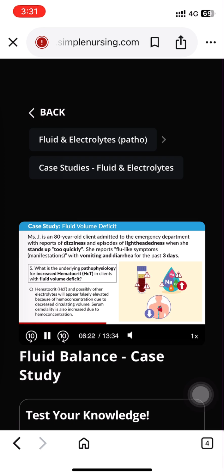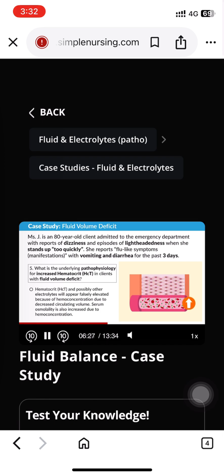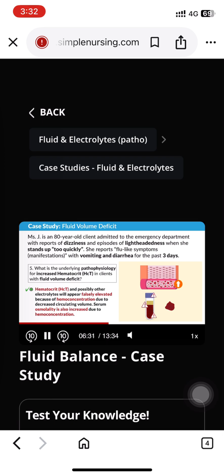decreased circulating volume. Serum osmolality is also increased due to hemoconcentration. So yes, increased osmolality means increased thickness of blood. Remember the memory trick: the blood is turned to mud.